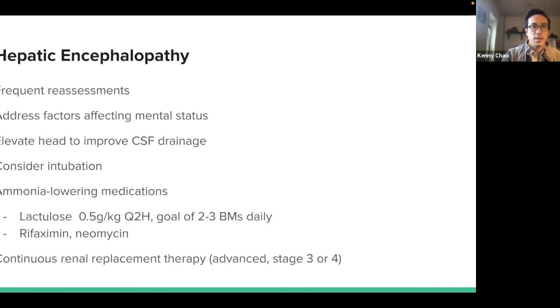There's limited data on how fast or if they're even effective in acute liver failure, but something just to start. And then if you really need to, you can consider CRRT, especially in the advanced stages. And it's definitely been shown to reduce ammonia levels by almost 40% in the first few days. And it actually improves 21-day transplant-free survival.